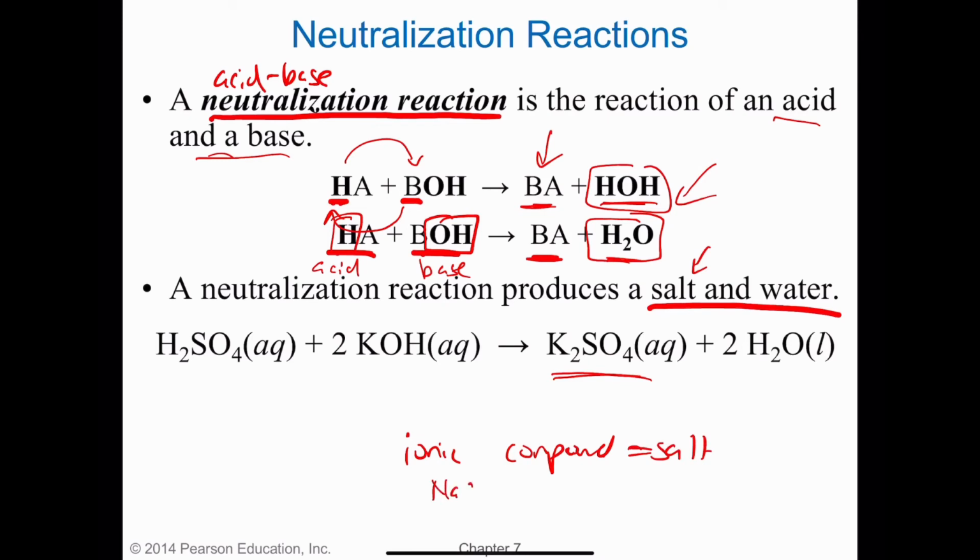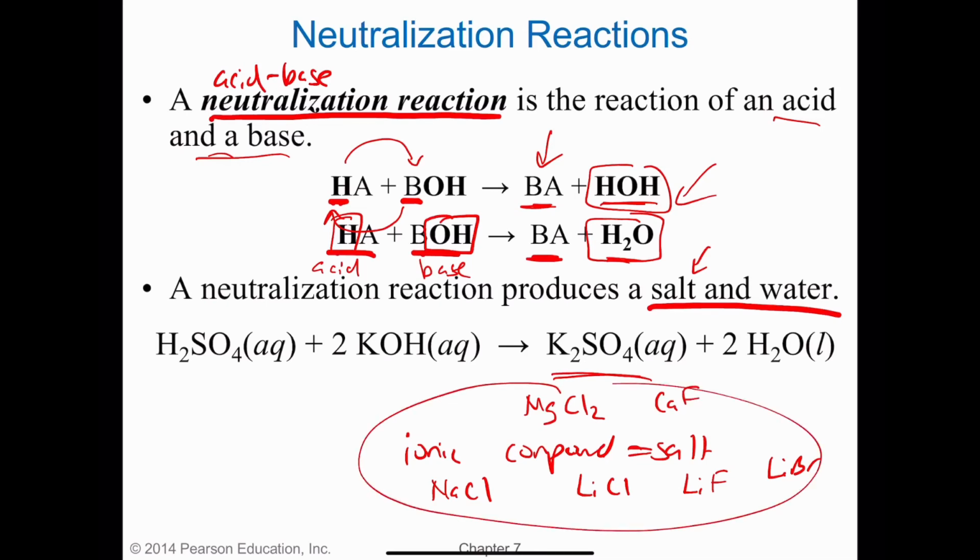Table salt is NaCl, but if we made LiCl or LiF or LiBr, or we could even do magnesium chloride or calcium fluoride, all of these are ionic compounds, so they can all be called salts. Anytime we're making a salt and water from an acid and a base, we have an acid-base neutralization reaction.